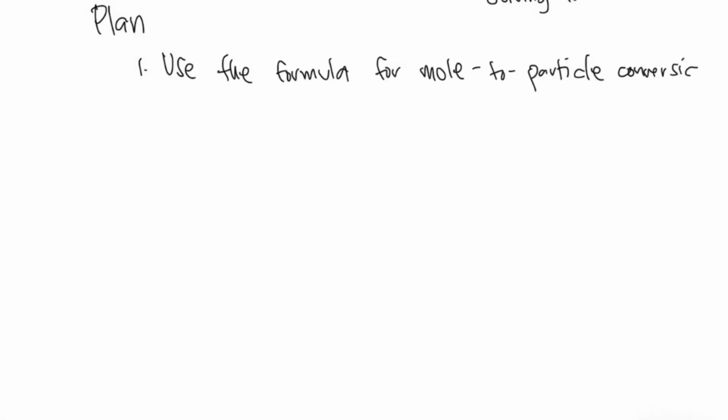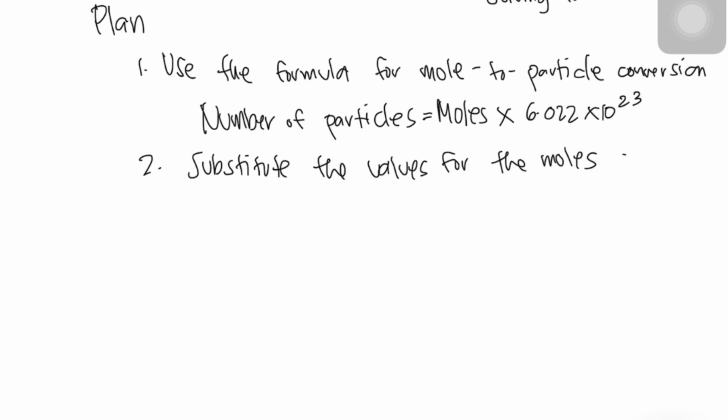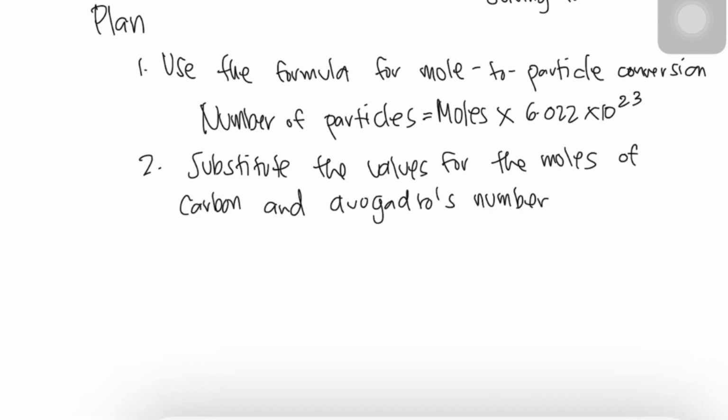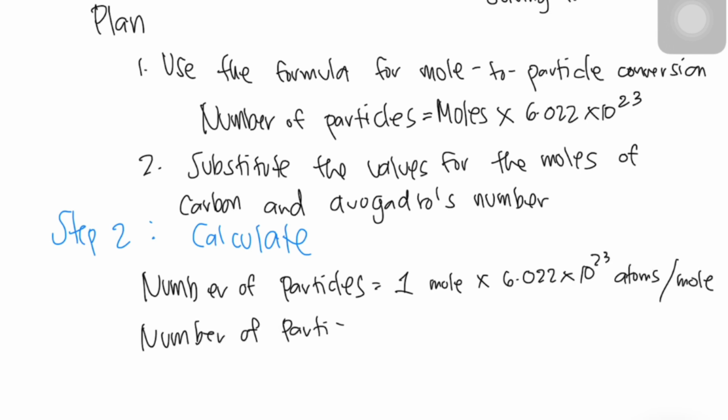Then to plan, we use the formula for mole to particle conversion, which is number of particles is equal to moles times 6.022 times 10 raised to the 23rd. Then we substitute the values for the moles of carbon and Avogadro's number. Let's proceed to step 2, calculate. Number of particles is equal to 1 mole times 6.022 times 10 raised to the 23rd atoms per mole. The number of particles is equal to 6.022 times 10 raised to the 23rd atoms.